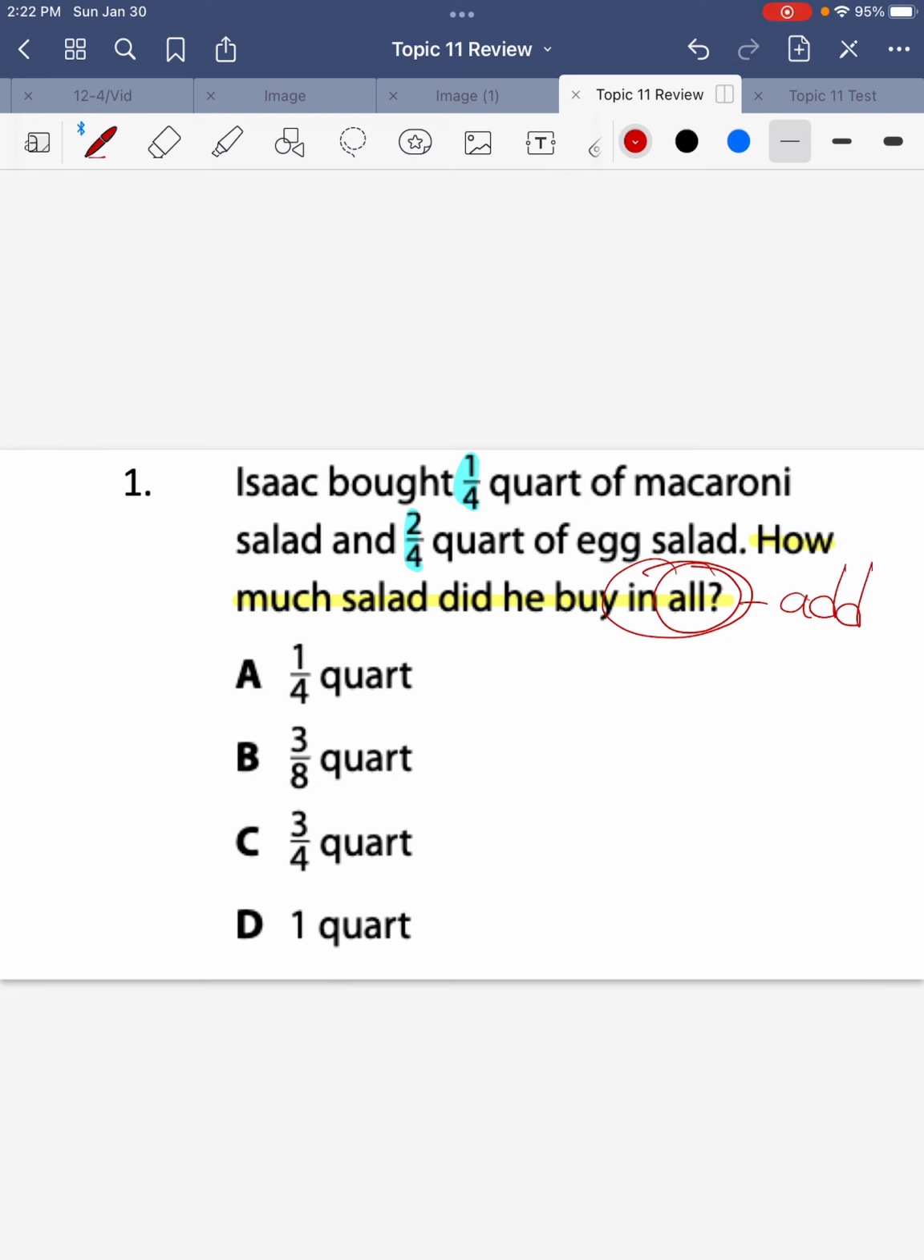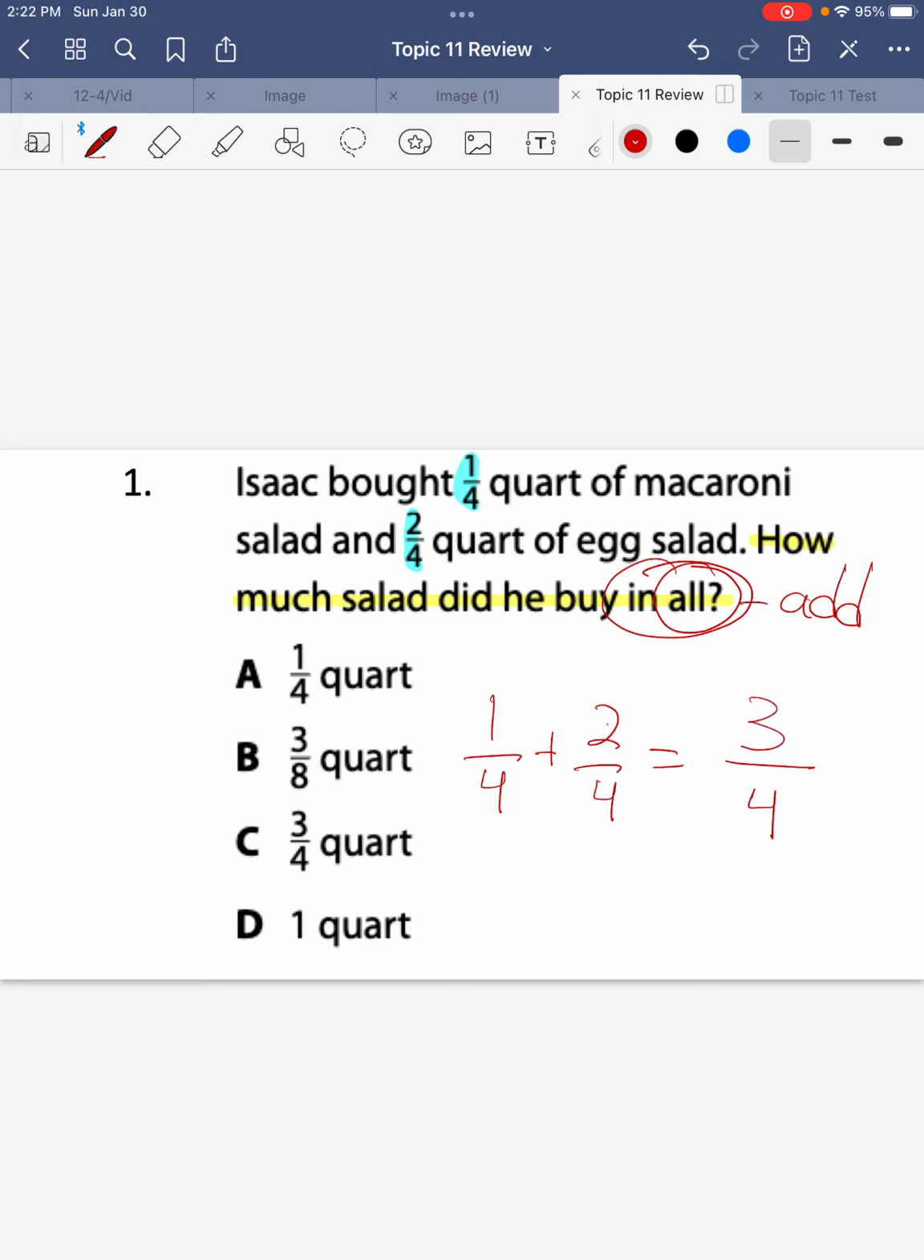Okay, so we have 1/4 plus 2/4. When we add fractions, remember the denominator will stay the same. So my 4 stays the same. I add the two numbers on top. So 1 plus 2 is 3, and my answer is 3/4.